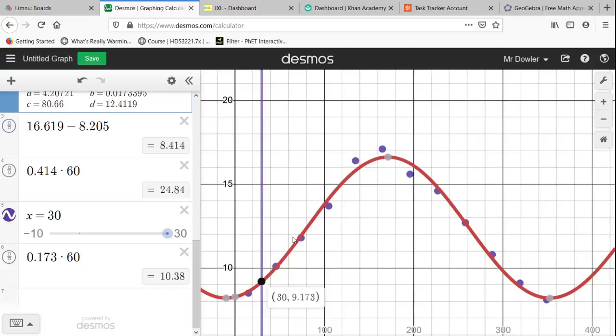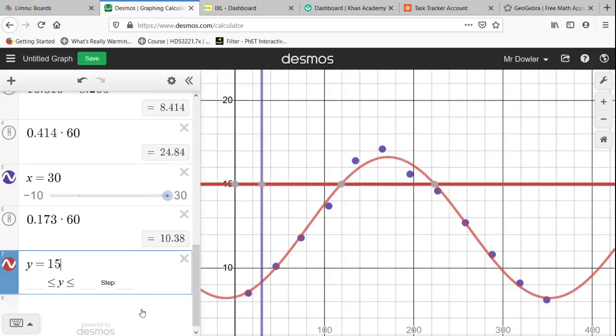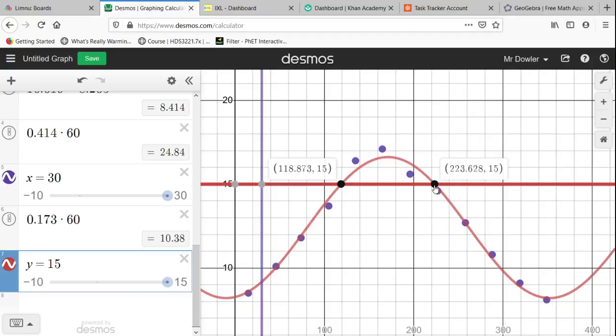And then finally, determine which days of the year have about 15 hours of daylight. So that would be, looks like, day 119 and day 224. So day 119, we go 31 plus 28. So the last day of February is day 59. Last day of March is day 90. And then day 120 is April 30th. So day 119 must be April 29th.